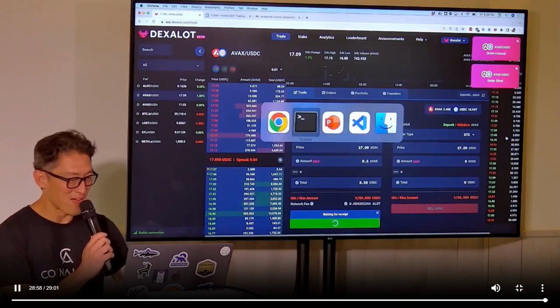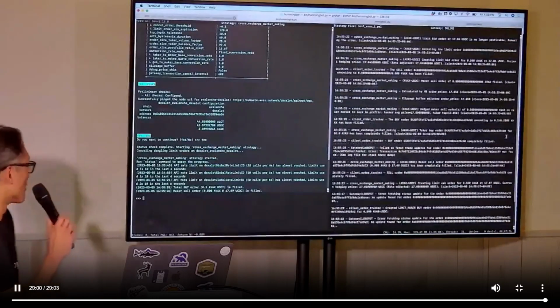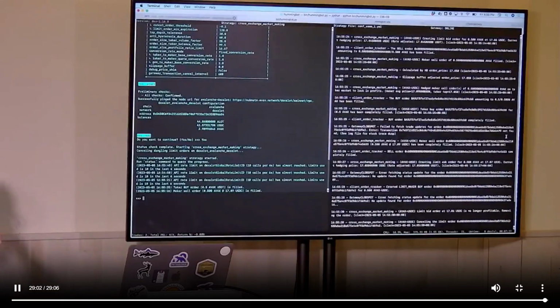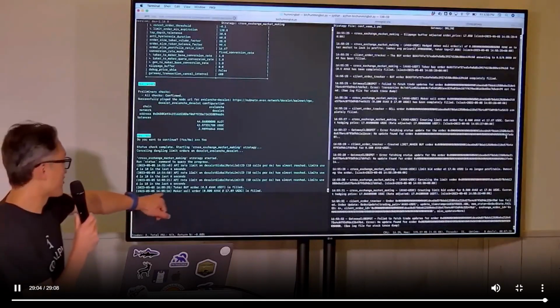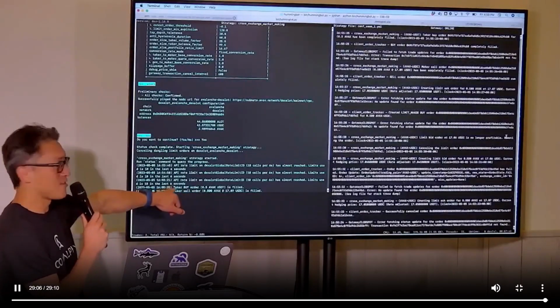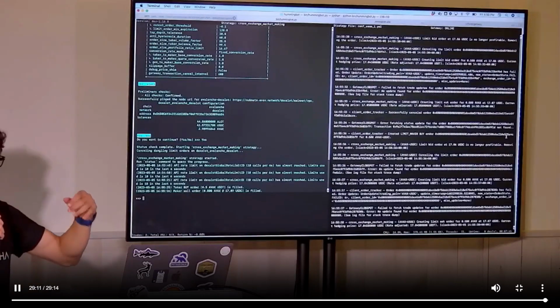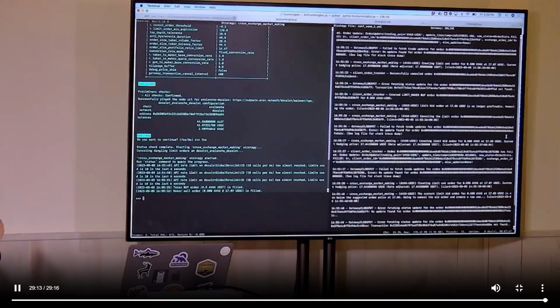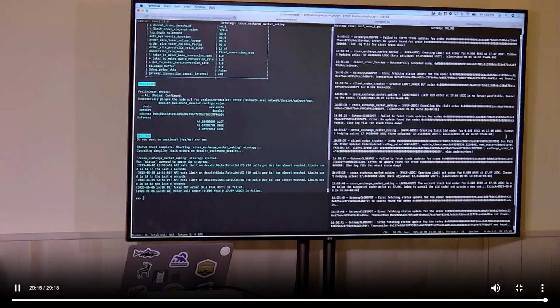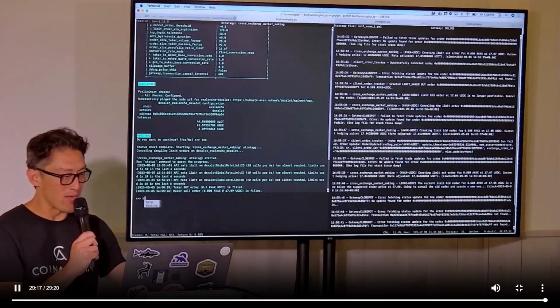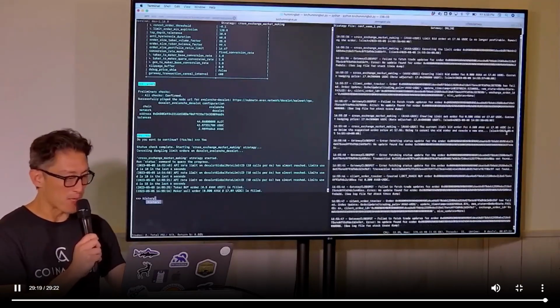Let's go to Hummingbot. Order filled. Okay, so it did do the hedge. See, it said maker sell order filled, and you also see a line that says taker buy order filled. So basically, what that meant is after your maker order was filled on Dexalot, the bot hedged on KuCoin, and then you can run the history command to see what actually happened.